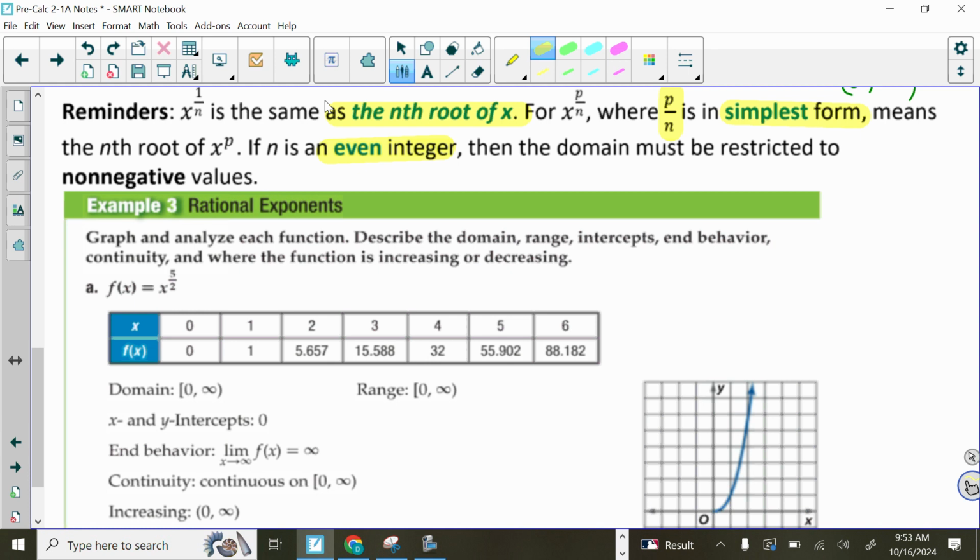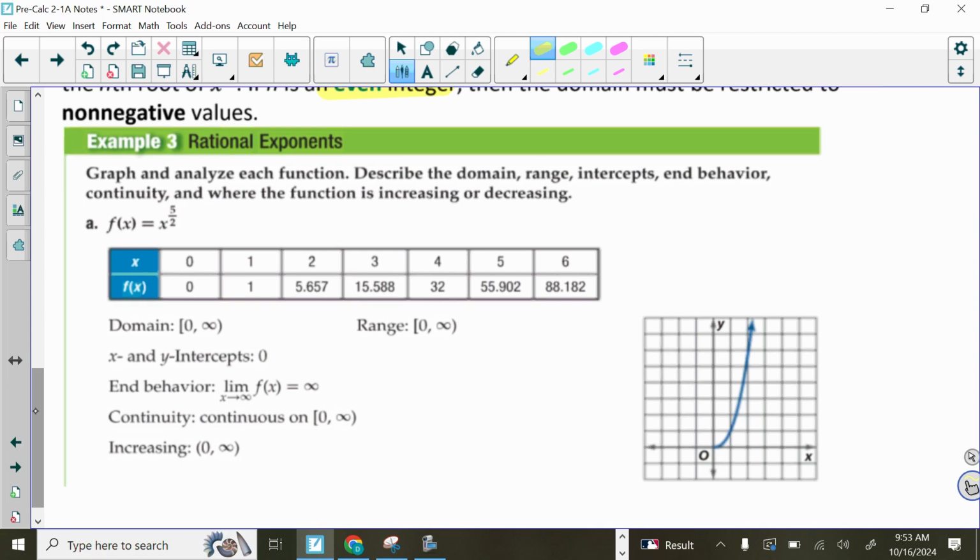All right. So let's take a look at this one, and you can see the table here, and we can see how it works. You've got f of x equals x to the 5 over 2. What that's saying basically is the square root of x to the 5th power. Okay, it's the nth root here, the square root of x to the 5th power. That's kind of what we're saying here.